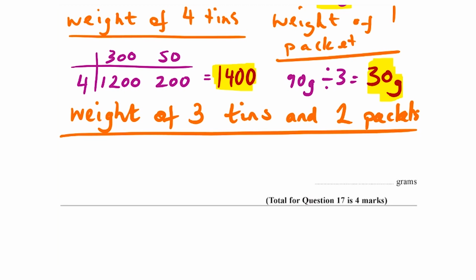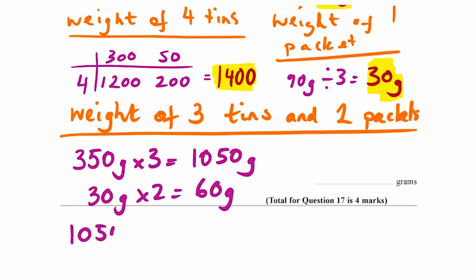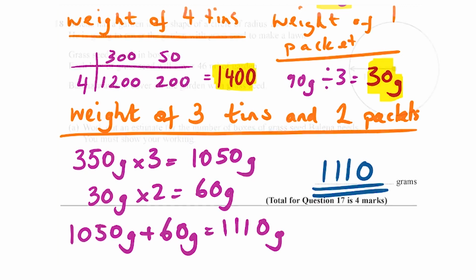So 3 tins of soup is going to be 350 times 3, which is going to be 1,050 grams. 2 packets of soup is going to be 2 times 30 grams, which is 60 grams. So if we add those two together, we get 1,110 grams in total, don't we?